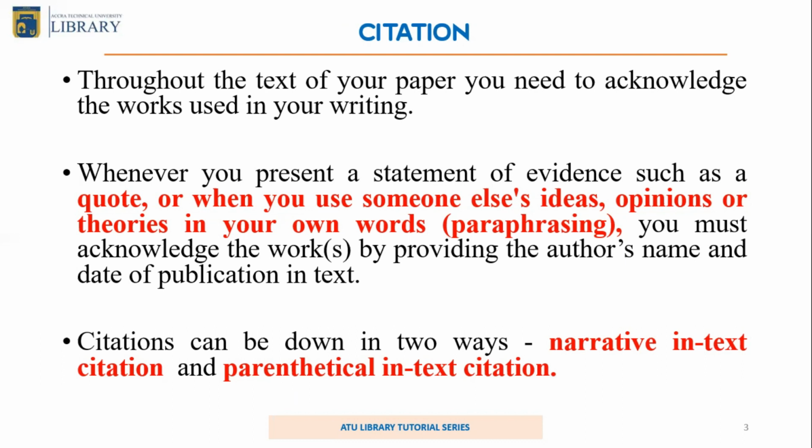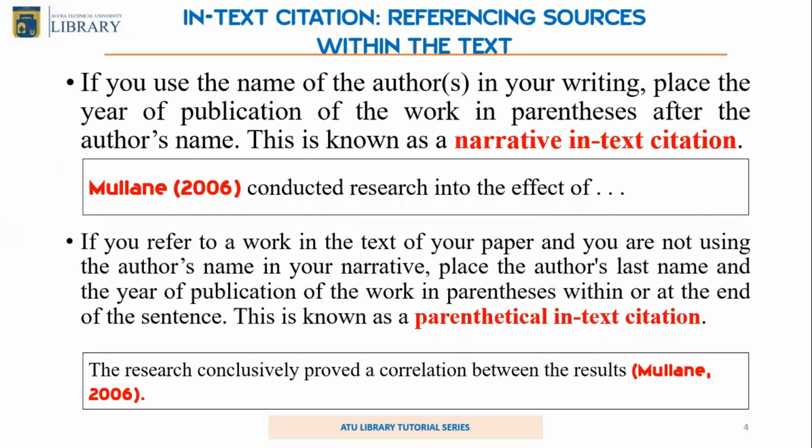Moreover, citation can be done in two ways. We have the narrative in-text citation and the parenthetical in-text citation. In our incoming slides, we'll get to know what actually the narrative in-text citation means, and also the parenthetical in-text citation. So in-text citation references sources within the text. If you use the name of an author or authors in your writing, we place the year of publication of the work in parentheses after the author's name. And this is known as the narrative in-text citation.